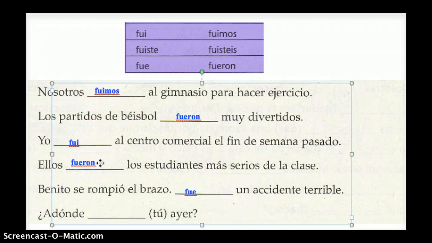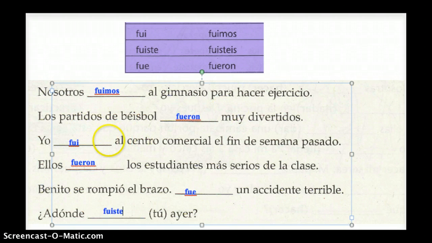And then the last one, ¿a dónde blank tú ayer? ¿A dónde fuiste tú ayer? Now, to go back over these real quick and just choose ir or ser, this one is clearly ir because it's got al right after the blank. This one is clearly ser because it's got divertidos, which means fun, which is a description, which is the verb ser.